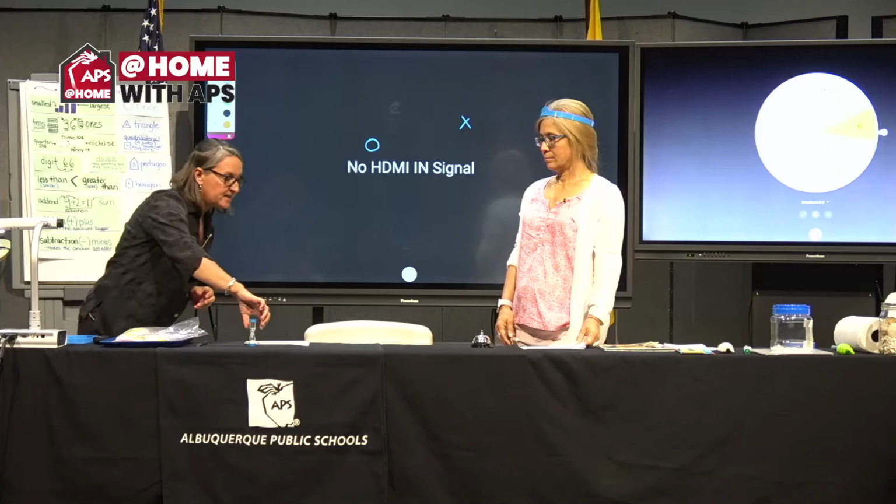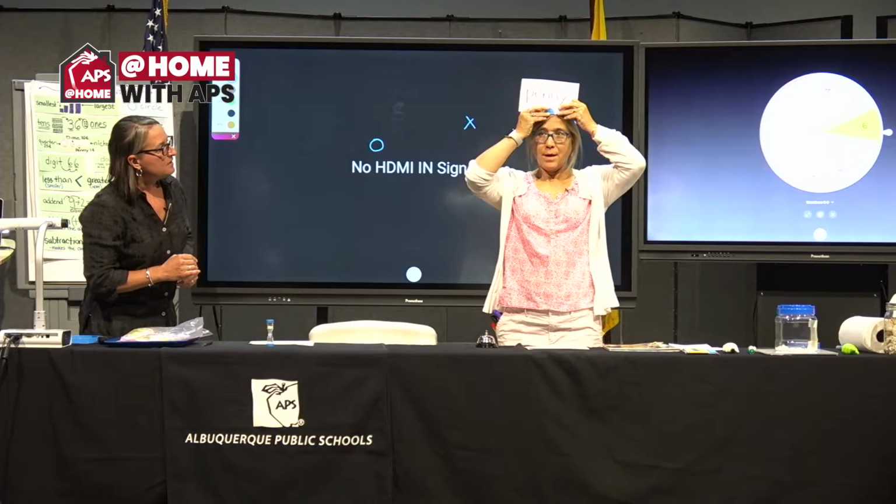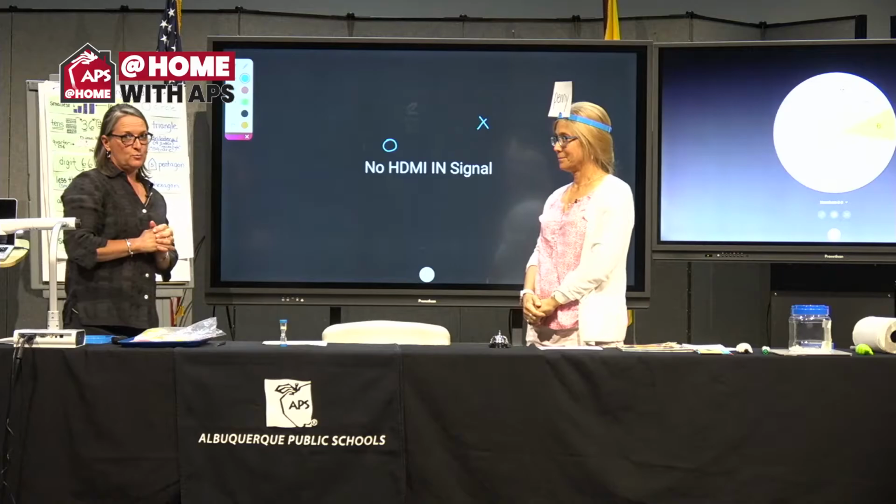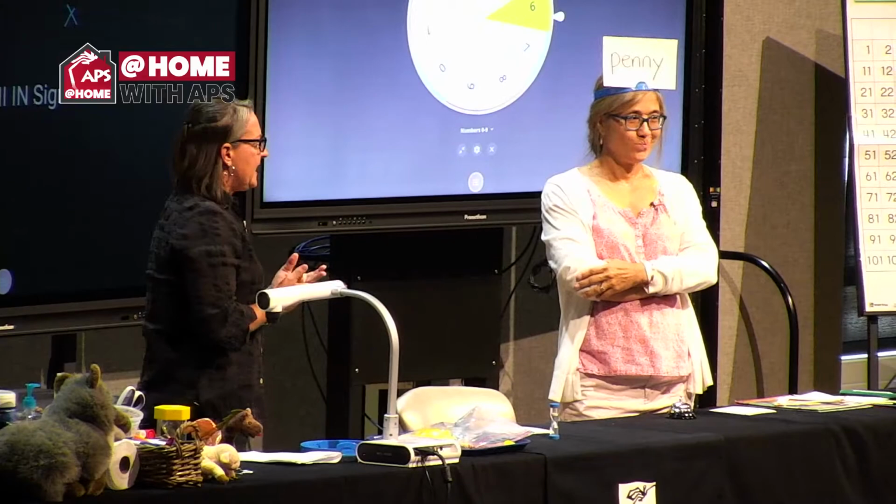See if I can get it in the little spot. Okay. Can you see my word? This is a money word. This word is about money. This is a very small amount of money. It's a coin. Okay, a very small coin.